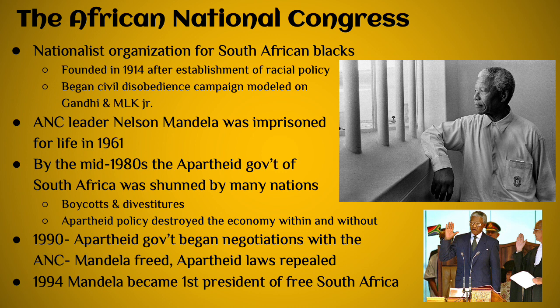By the late '80s, apartheid policy was destroying the reputation of South Africa, but it was also destroying the economy, and that's the most important part. And so by 1990, the apartheid government started having negotiations with the ANC. They freed Mandela. They repealed the apartheid laws. By 1994, South Africa had its first truly free and fair elections that South African blacks were able to participate in as well. And Mandela became the first president of a free South Africa.